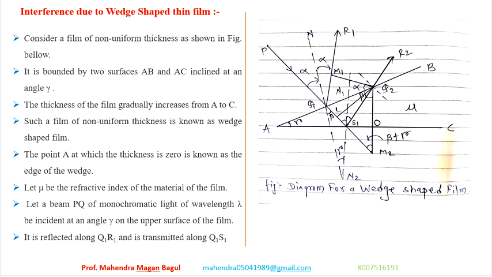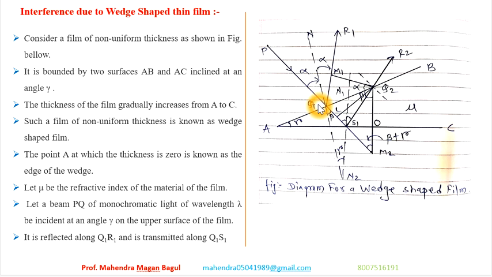To calculate this, we have to consider a thin wedge-shaped film with its sides AB and AC making an angle gamma at the point A, illuminated with a parallel beam of monochromatic light of wavelength lambda. Let mu be the refractive index of the material of the film. A ray PQ1 is incident at Q1 at an angle of incidence alpha.